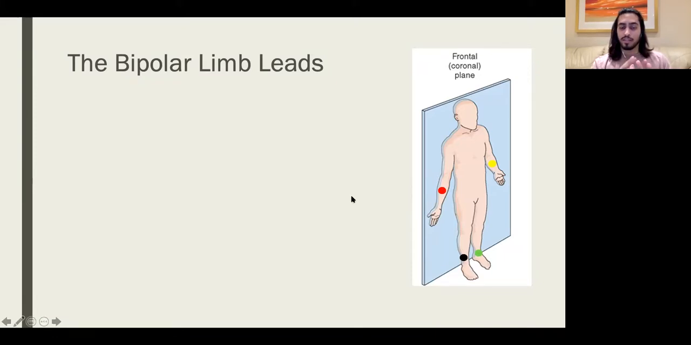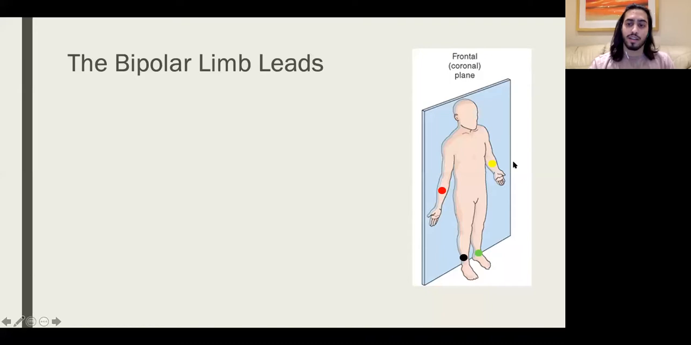Now, the limb leads are important because you're looking at the heart from a viewpoint, from a vertical plane, the frontal coronal plane. So imagine you've got this man here and you've just chopped him in half, all the way down from the head to the feet, where you have an anterior section here and a posterior section. So you've just chopped him down like that, okay?